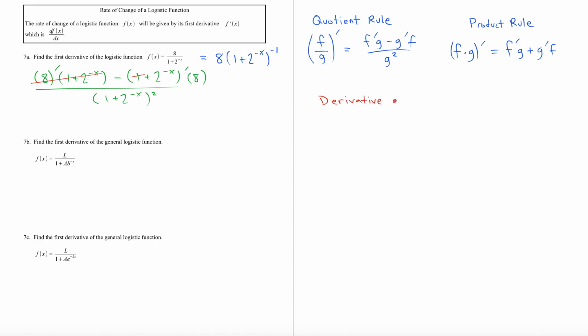Derivative of a constant to the power of x. So if we have some constant b raised to a power of x, and we want to take the derivative of that, it's similar to e to the x, except it will be b to the x ln b.